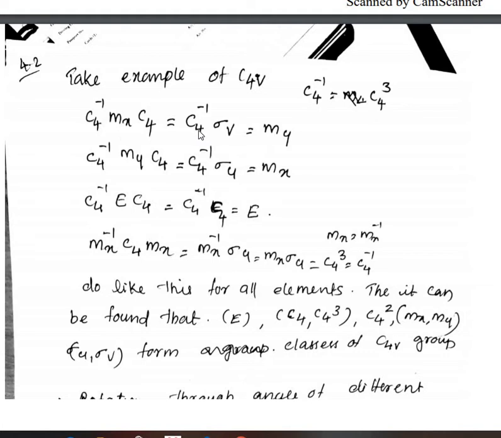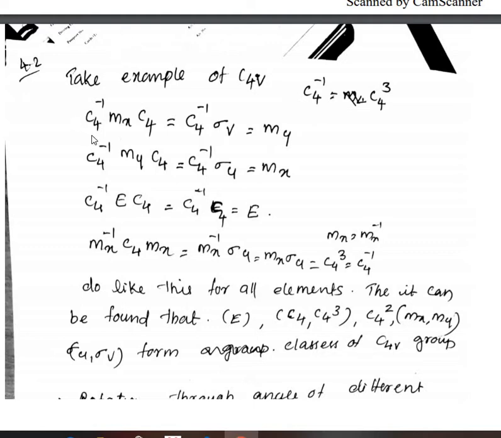C4 inverse Mx C4 is equal to C4 inverse into sigma V. First acting C4, then Mx, you will get sigma V, then C4 inverse acting on sigma V, you will get My. So Mx and My are conjugate. Take all the elements of the group other than Mx and My and do the operation. Then you will find that Mx and My are conjugate to each other.